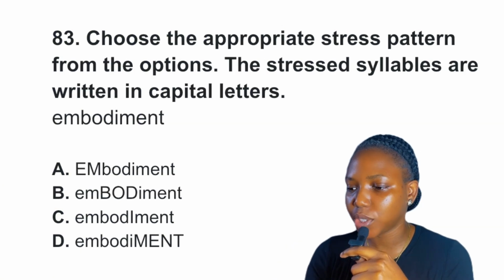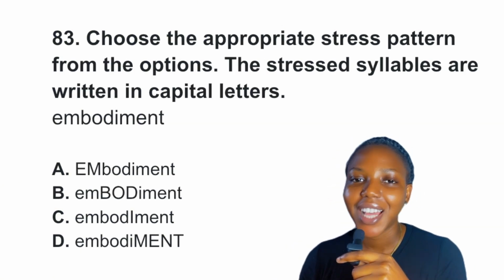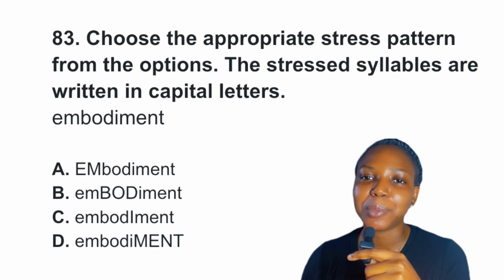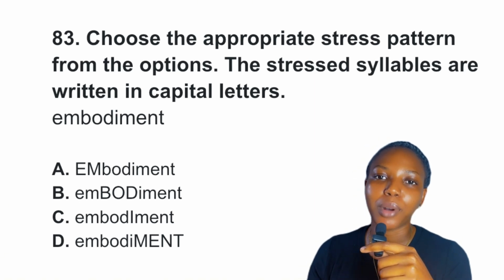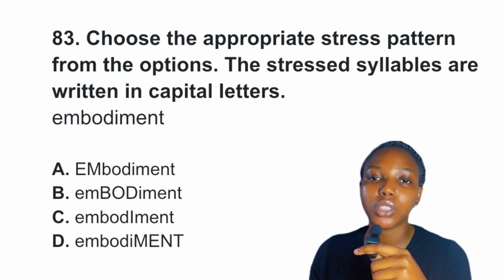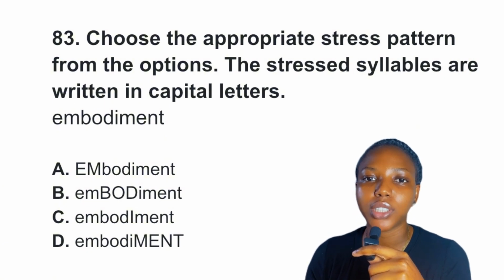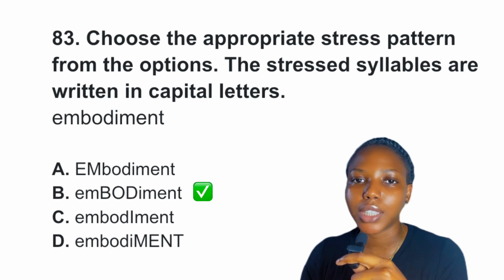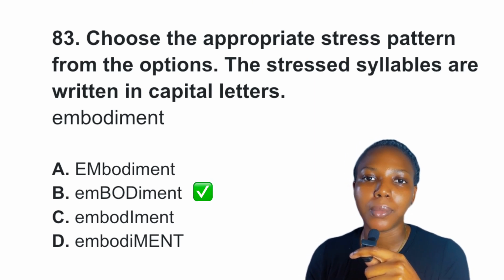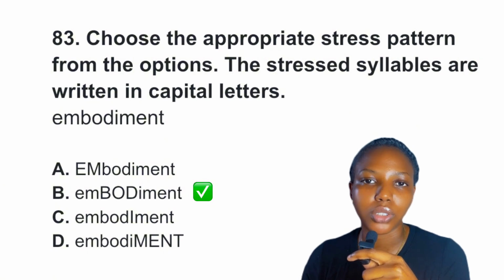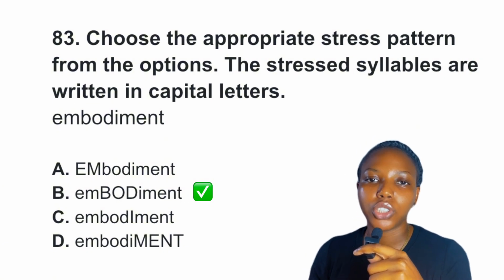Question 83. Choose the appropriate stress pattern from the options. The stressed syllables are written in capital letters. Now the word is embodiment. The word is derived from embody. Embody is the root word and it is stressed on the second syllable, bo, right? So ment is a suffix that does not change the stress pattern of a word, just like less, ness, ive, and so on and so forth. So it does not change the stress pattern.